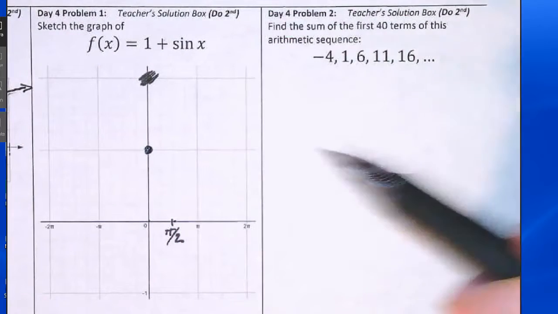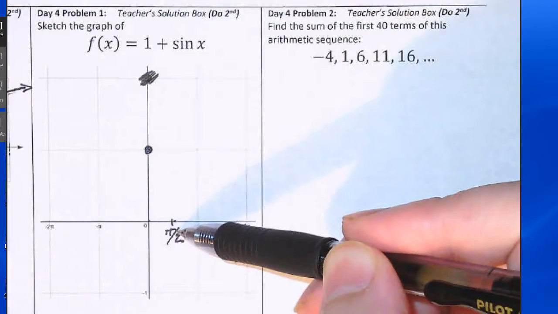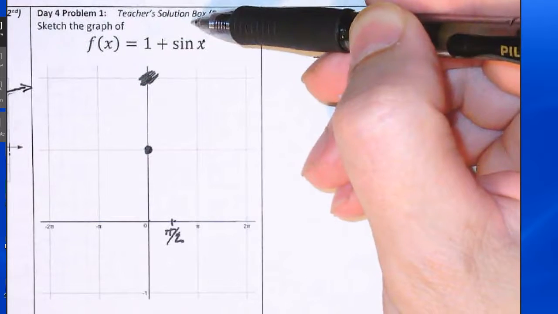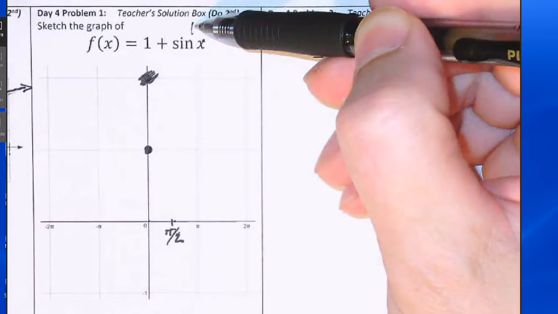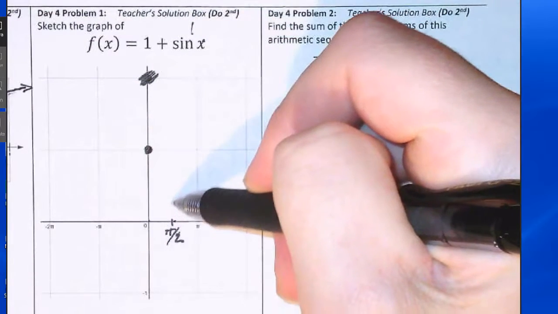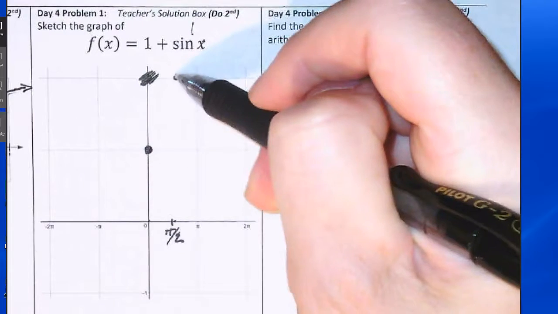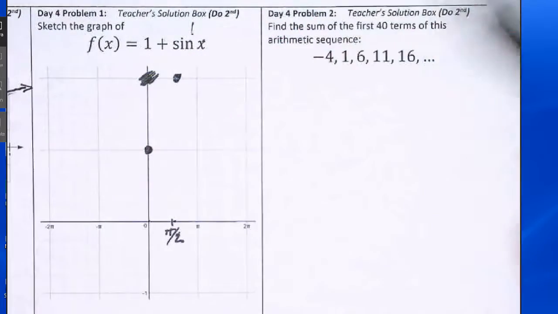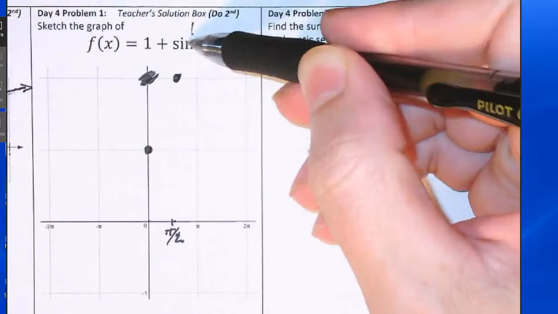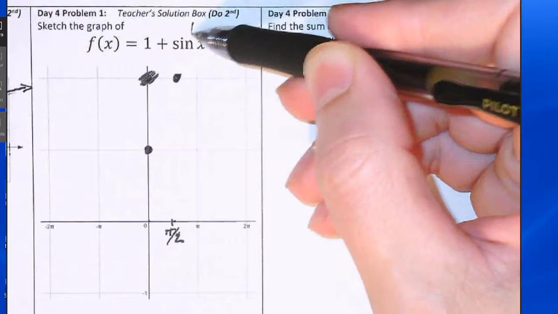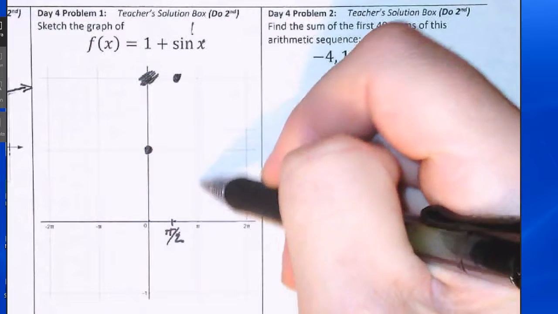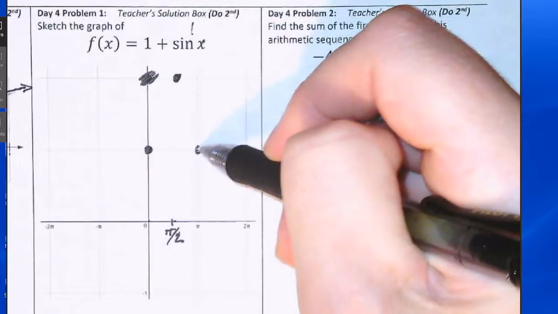Now another value on the unit circle that we can look up is pi over 2. So the sine of pi over 2 turns out to be 1, and then 1 plus 1 is 2. So when x is pi over 2, the function turns out to be 2 up here. Another number that we could look up on the unit circle is pi. The sine of pi is 0, and then adding 1, we get 1. So when x is pi, f of x turns out to be 1.